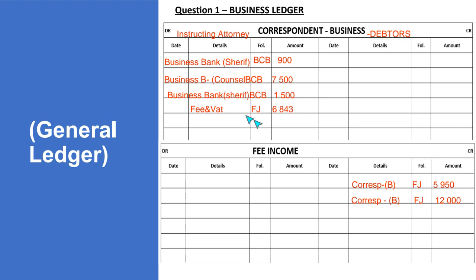Can you see now? This one, including VAT, must go to the correspondent business. But the fee must always exclude VAT. Remember, this is an income for the business. Always exclude VAT. Do not include VAT. You include VAT at your own risk. Always exclude VAT. I hope everything makes sense.